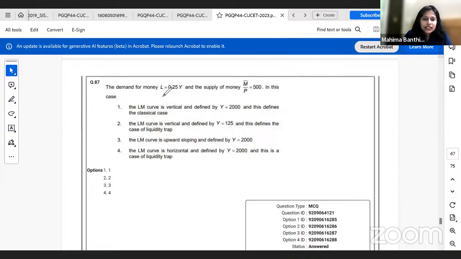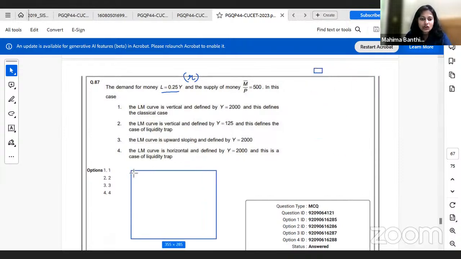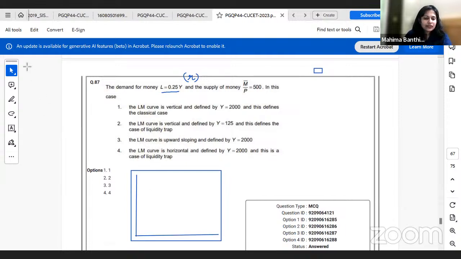So the demand for money is L is equal to 0.25y, and the supply of money, M by P, is equal to 500. In this case, the LM is vertical and defined by y equal to this. Now, in this case, there is no R component, if you see. So in general, when we have a curve which does not have the R component, then what is it going to be? All right, so that means if it doesn't have an R component, the whole thing is only dependent on income, right? So let's see.